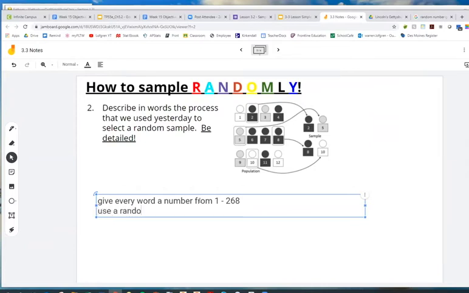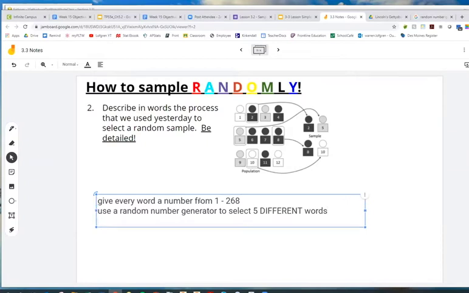What do we do next? Next, we're going to use a random number generator. We've been using the Google one to do it, but there's lots of other ones out there. Use a random number generator to select 5 different words. And notice I put different in all capitals. If I could bold it and change it to a color to emphasize it, I would, but I can't do that on here. This is a key thing. You've got to make sure that you pick 5 different words.